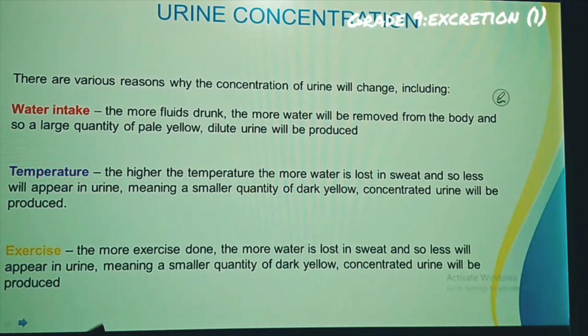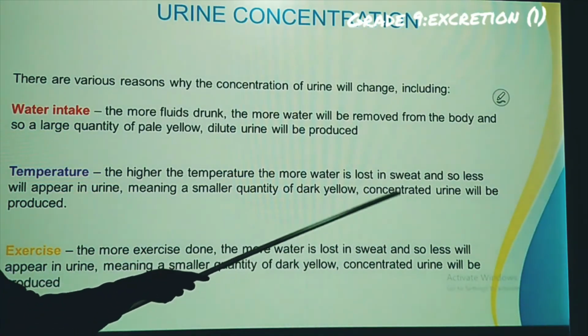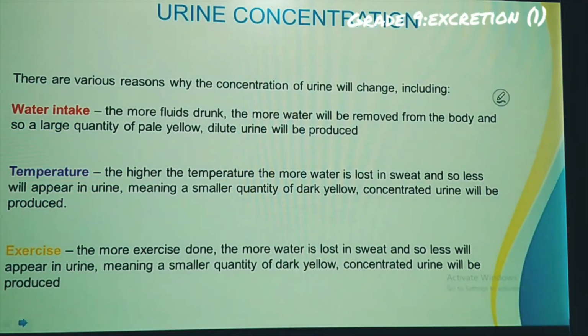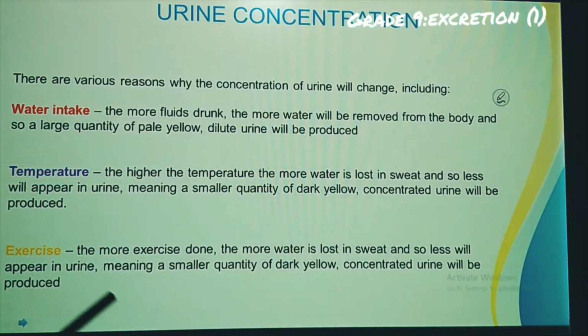Exercise is the same as temperature. The more you exercise, the more you sweat, right? And the more you sweat, the more water you lose from your body. So when the water is lost in sweat, less water would appear in your urine. So it means a smaller quantity of dark yellow concentrated urine will be produced.